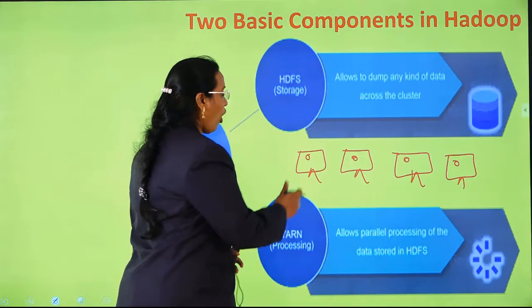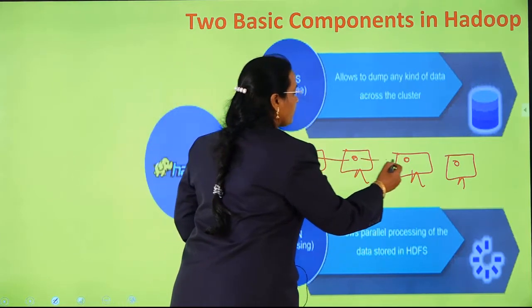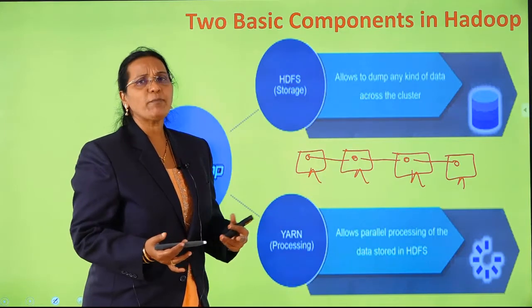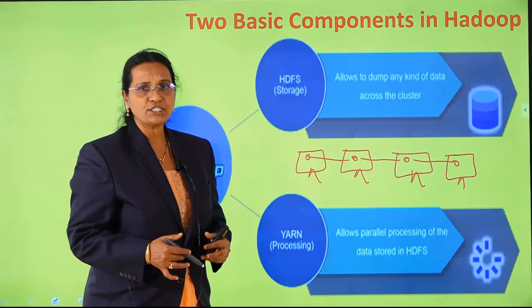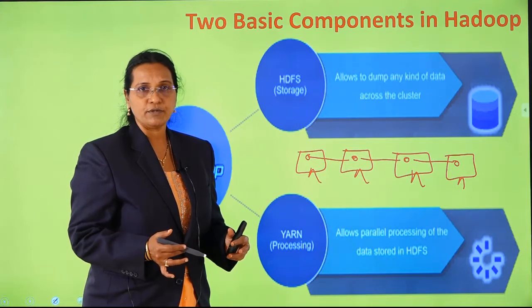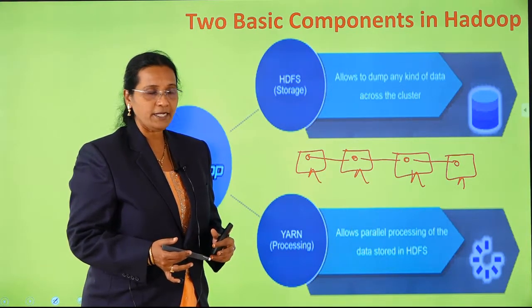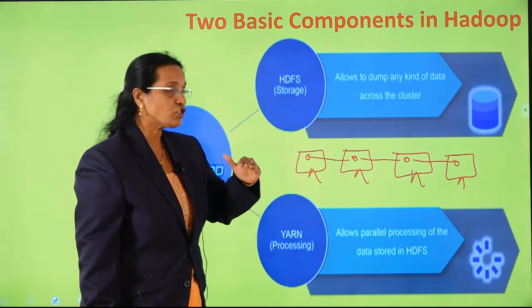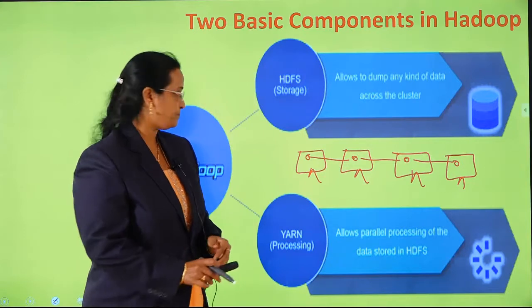So parallelly, all this data will be worked on. How will the data be worked on? We'll be applying some programming model. As I already told you, the simple programming model we are using is called MapReduce. MR coding we call it, right? So that is about how YARN allows parallel processing of data stored on HDFS.